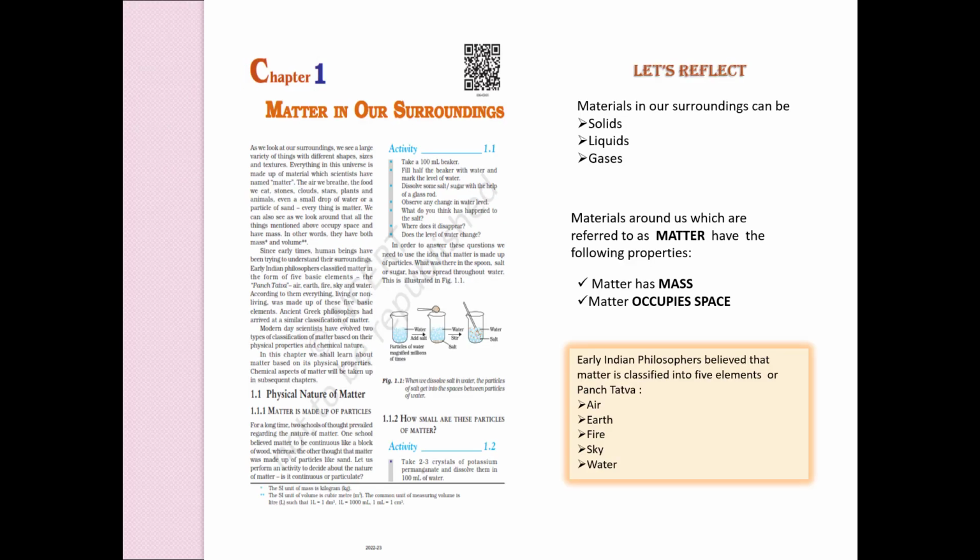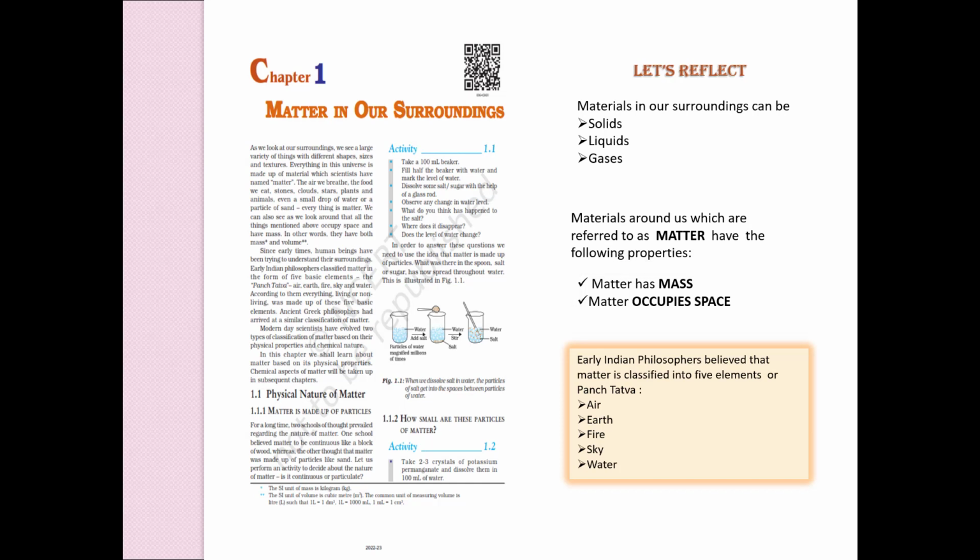Everything in the universe is made up of materials which scientists have named matter. The air we breathe, the food we eat, the stones, the clouds, the stars, the plants, and the animals, everything that you see around is either a solid, a liquid, or a gas, which we call matter. And you have already studied that matter has the following properties: matter has mass, and matter occupies space.